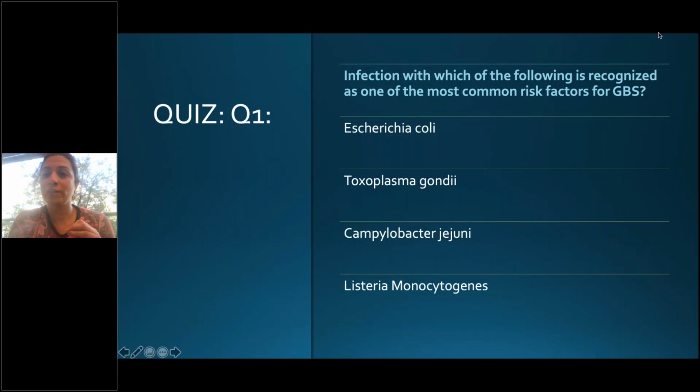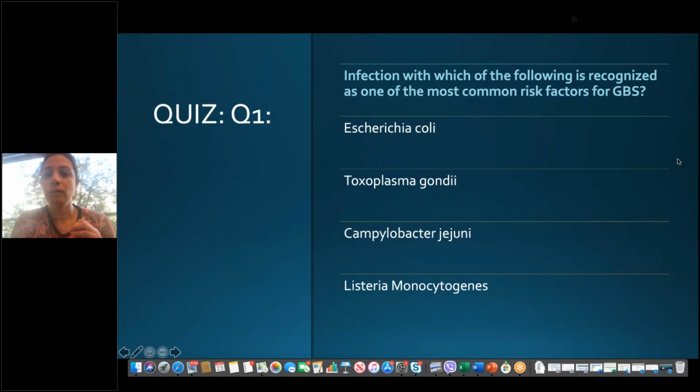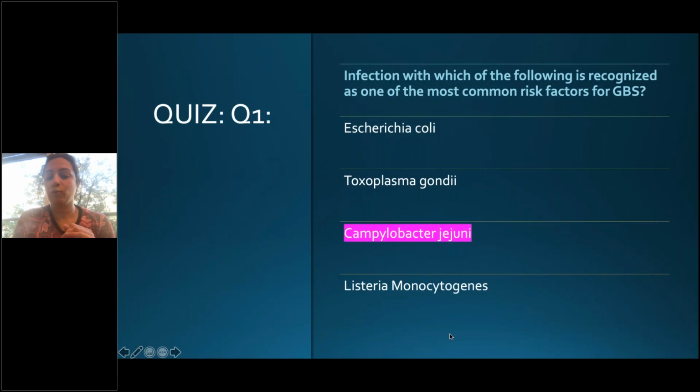So we have our 3-question quiz, and then I will let you all go, and they're quite easy. Infection with which of the following is recognized as one of the most common risk factors for Guillain-Barré syndrome? E. coli, Toxoplasma, Campylobacter, or Listeria. That's right, Campylobacter. Perfect, that is correct. Which was in our pathogenesis, so it was easy.